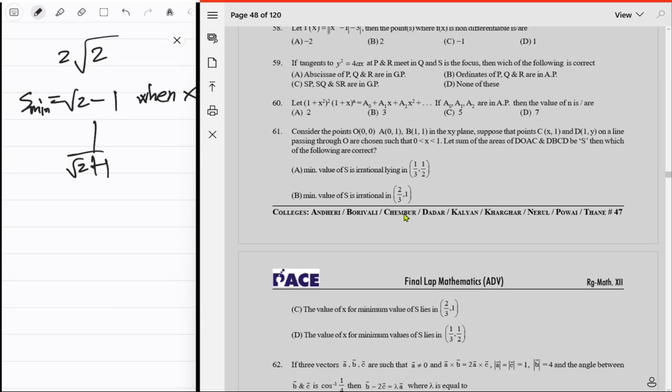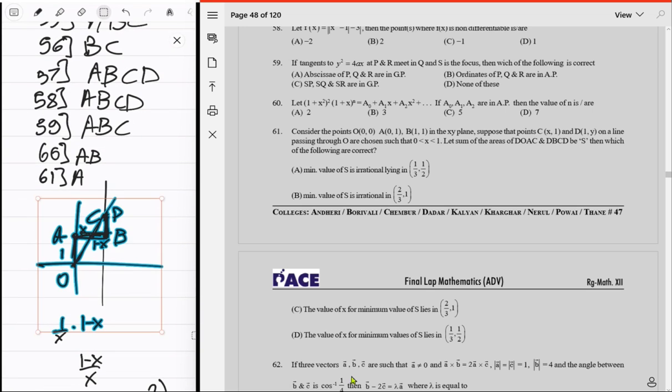2 upon 3 to 1. I don't know. This is like 1.7 something minus, wait, no, 1.4 something, right? So that minus 1 is just 0.4 something. And 2 upon 3 is already bigger than 0.5. So this won't happen. So B is not correct. A is correct.